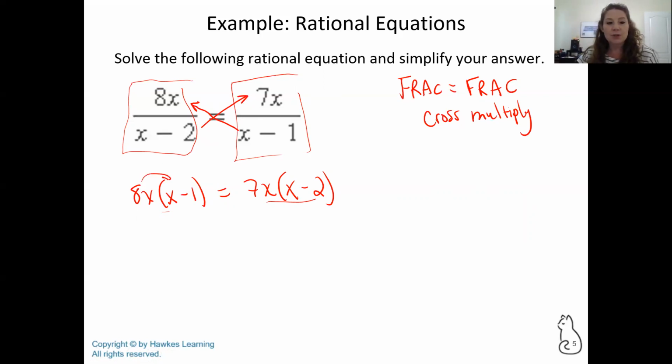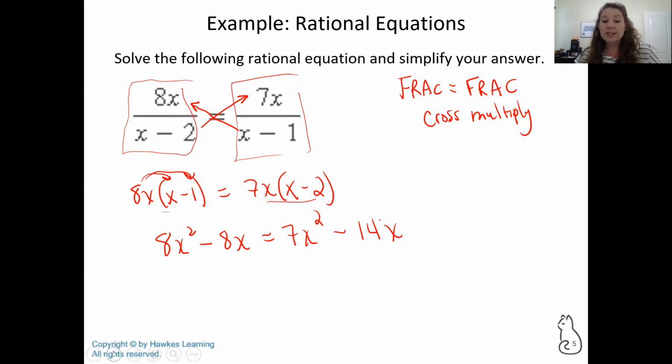All right, so now I'm going to distribute. So 8x times x is 8x squared. And 8x times negative 1 is minus 8x equals 7x times x is 7x squared. And then 7x times negative 2 is minus 14x. Since first of all, I have a quadratic, that means I want all my terms on one side of the equal sign and a 0 on the other side. So I'm going to move both of these.